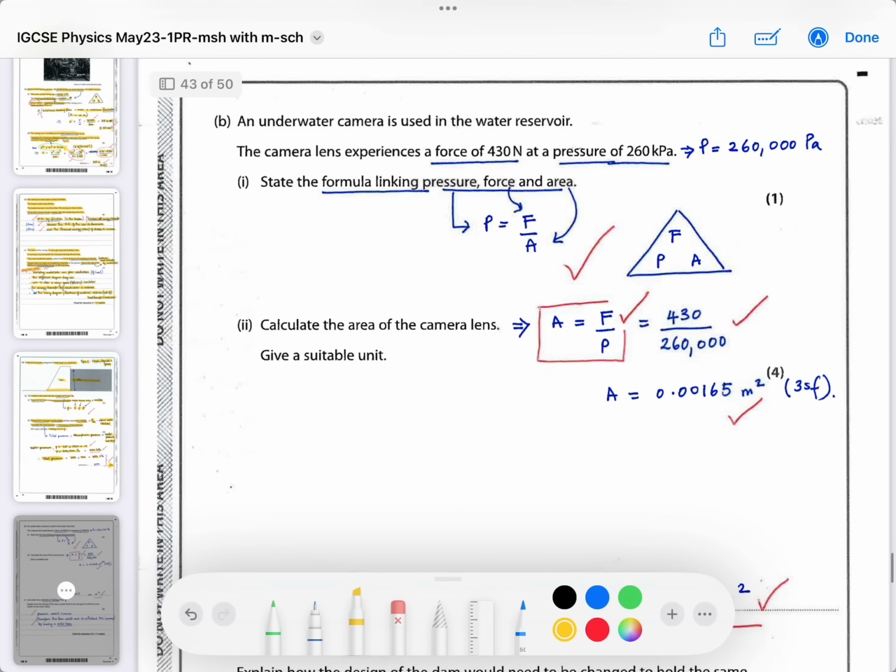And the next bit, it says an underwater camera is used in the water reservoir. The camera lens experiences a force of 430 newtons at a pressure of 260 kilopascals. So that would be 260,000 pascals. State the formula linking pressure, force, and area. So they've given us the force, they've given us the pressure. Presumably, they want us to work out the area. So if you put in a triangle, there's the triangle. Calculate the area of the camera lens.